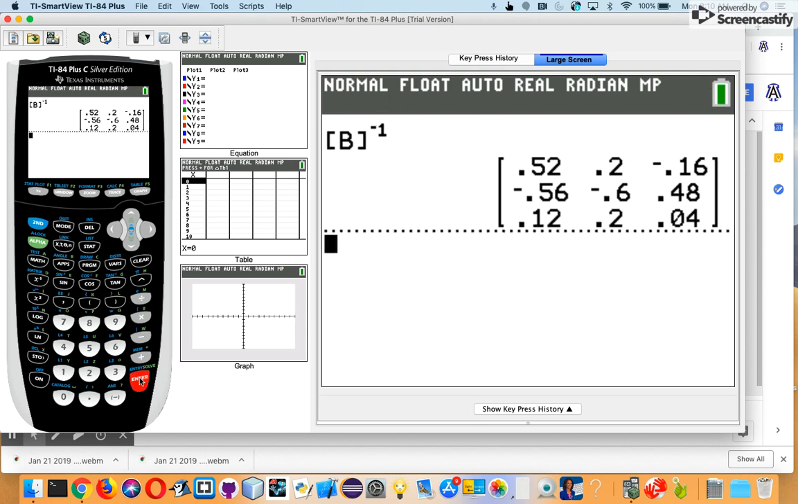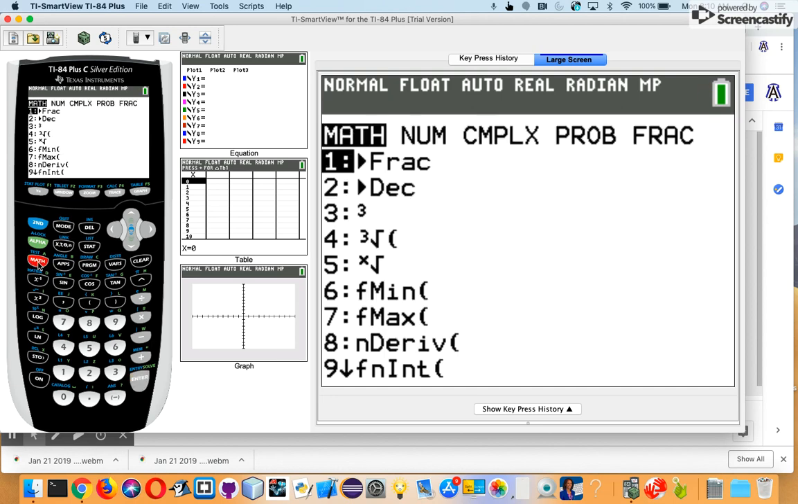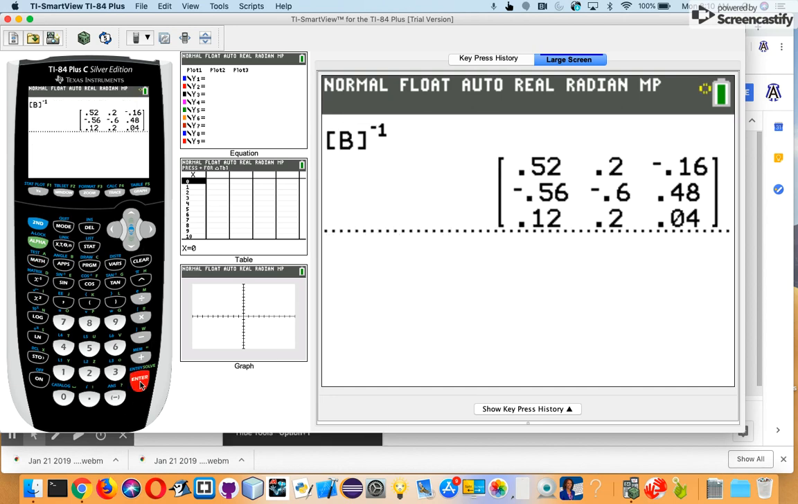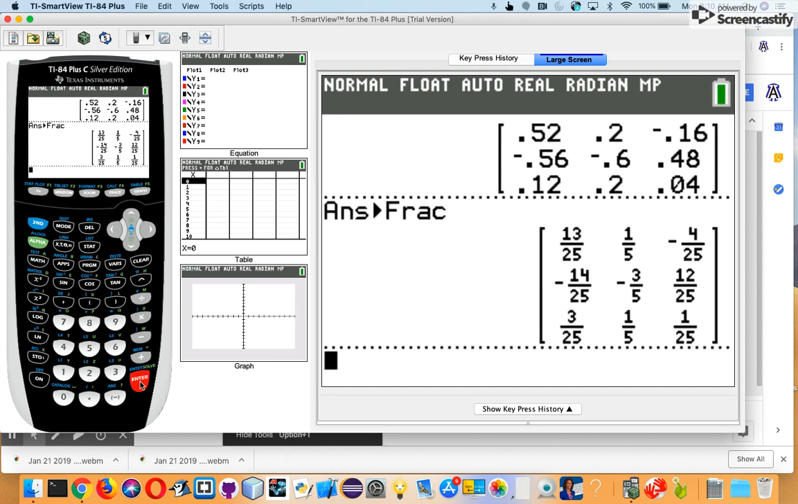So we can see that I have those as decimals, and then in our operations we can do math, fraction, and then hit enter, and it gives us our actual values there. So you can see that it's not as easy as just multiplying by 1 over the determinant for the 3 by 3, but this is an easy way for us to get our values for the 3 by 3 matrix.